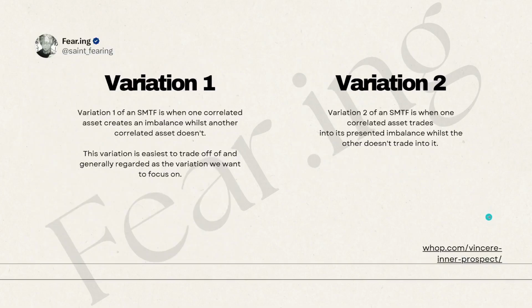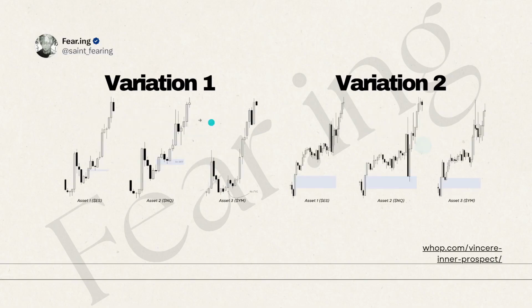So there's two variations of an SMTF. The first variation of an SMTF is when one correlated asset, such as ES, creates an imbalance while another correlated asset does not, such as NQ or YM. That will look like this. As we can see, ES and NQ both create a fair value gap while YM does not.